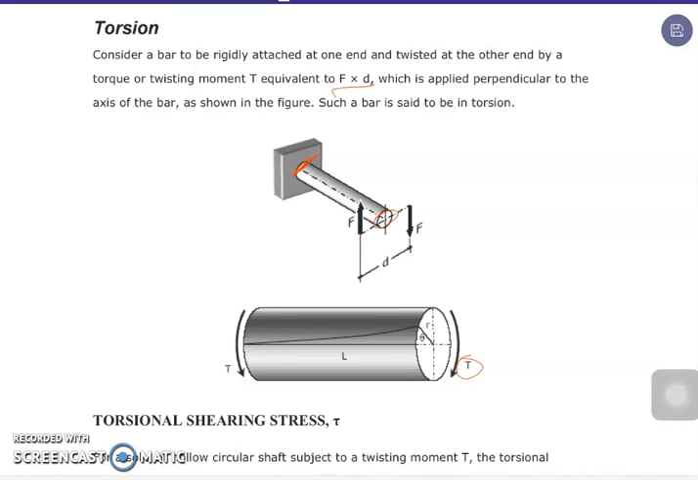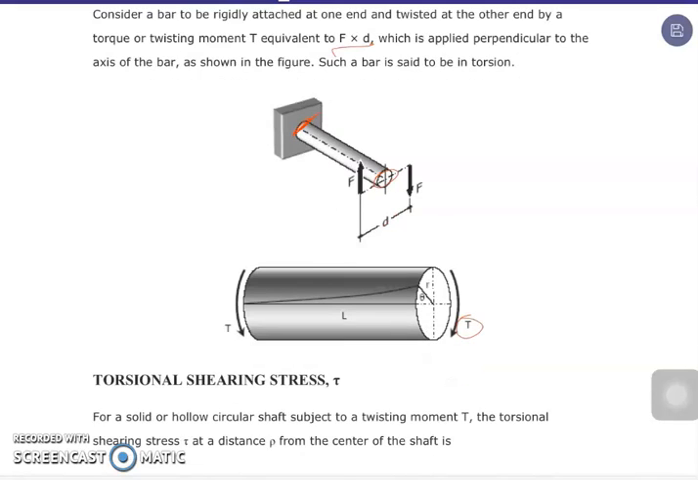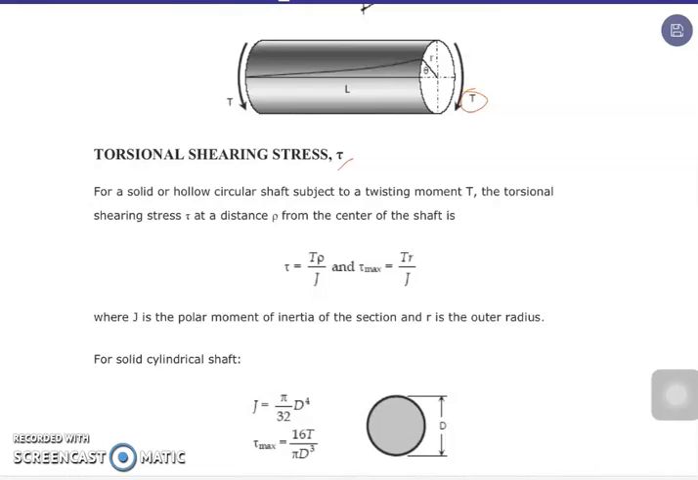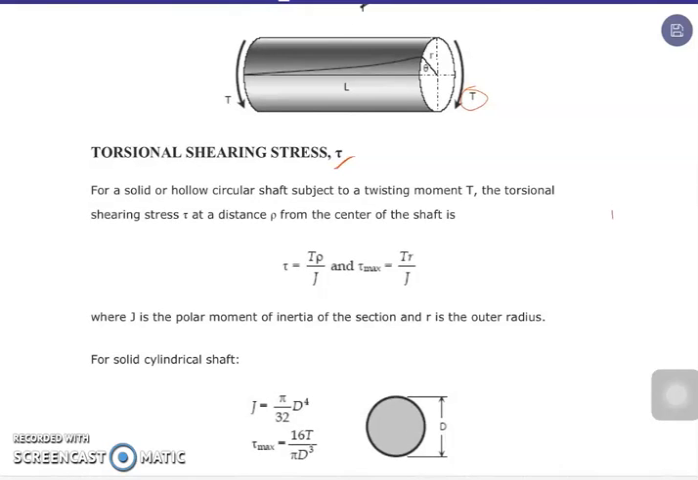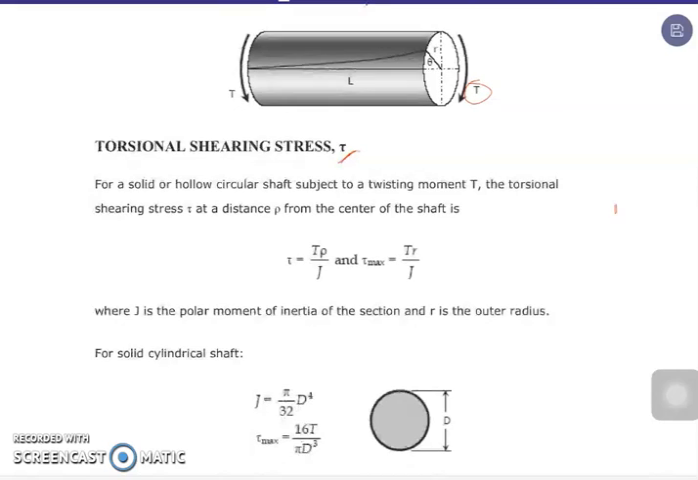So we have here an illustration for a bar that is in torsion. The torsional shearing stress denoted by tau is equivalent to the torque multiplied by the distance rho from the center of the shaft, all over J, which is the polar moment of inertia. So this is for a solid or hollow circular shaft that is subjected to a twisting moment.